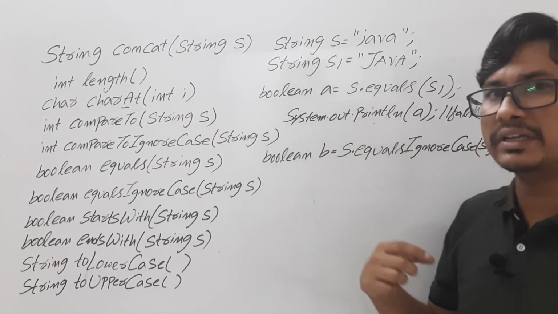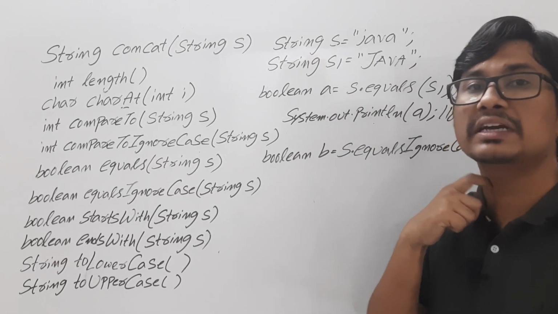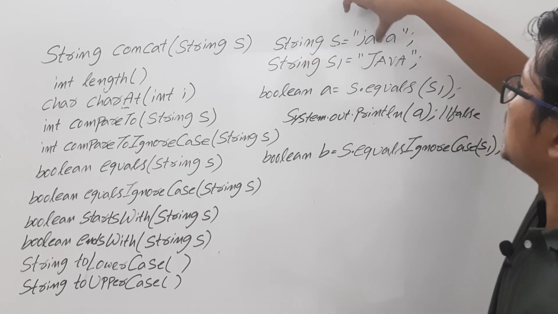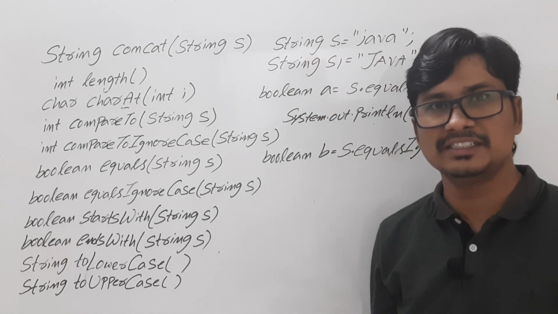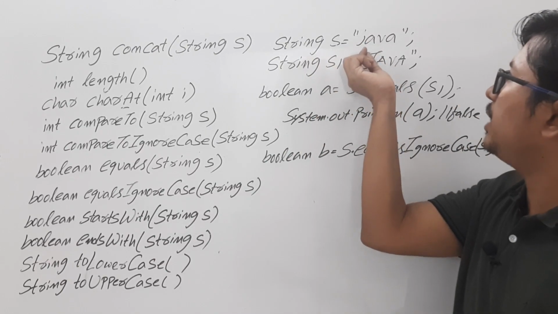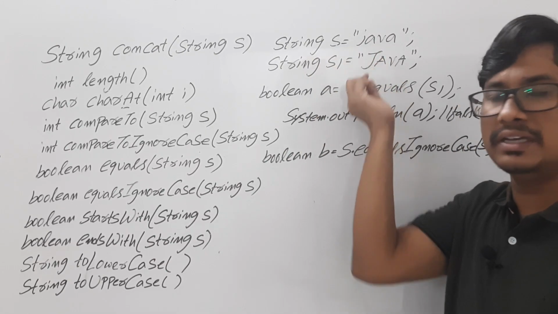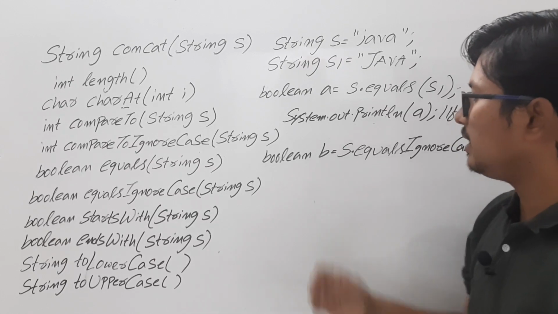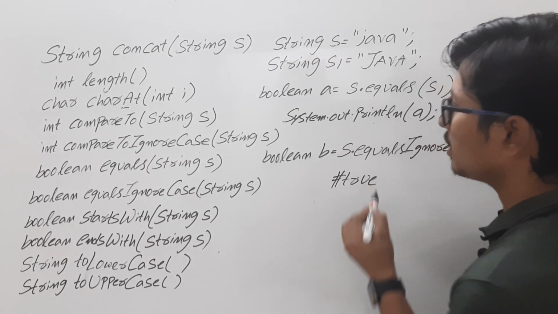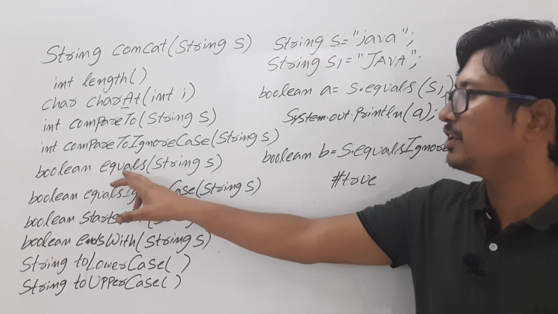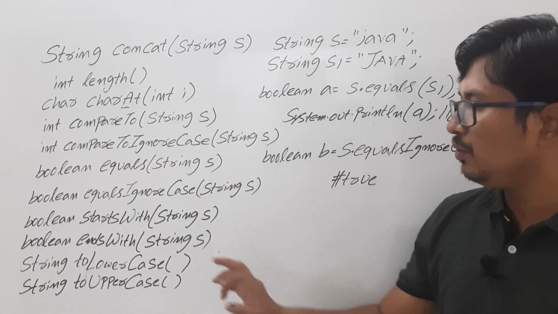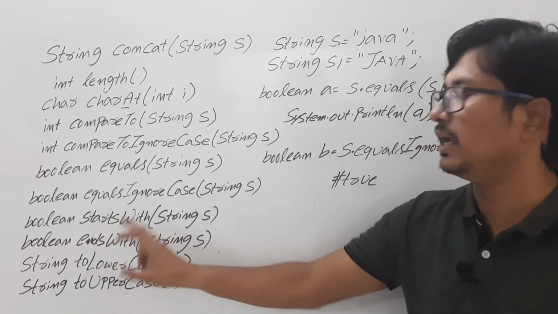If one is in lowercase and another one is in uppercase, it will consider both of them as same. Meaning that if the content is same, fine, but if one is Python and another is Java, then it will be treated as different. As both of them are Java and one is in lowercase and another one in uppercase, it will ignore the case and it will produce the output as true for you. I hope you are able to understand the difference between equals and equalsIgnoreCase. Now let me discuss startsWith and endsWith.